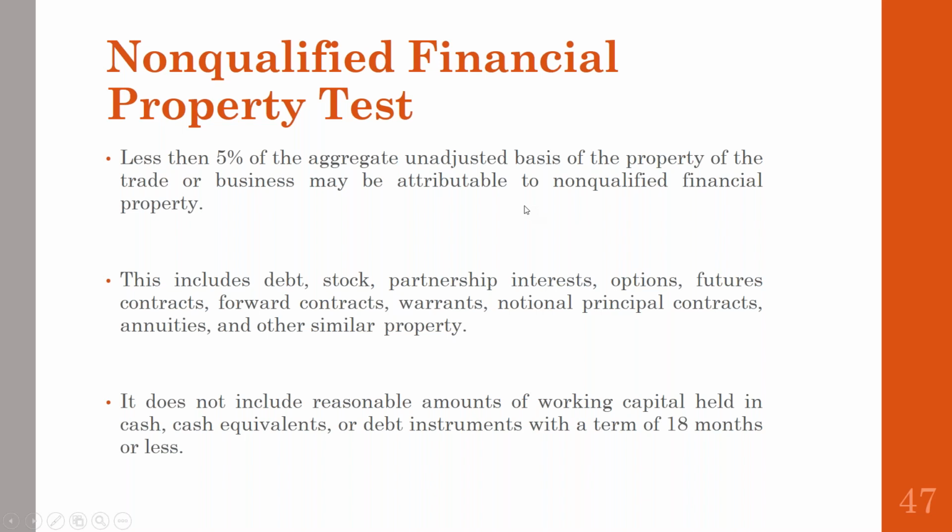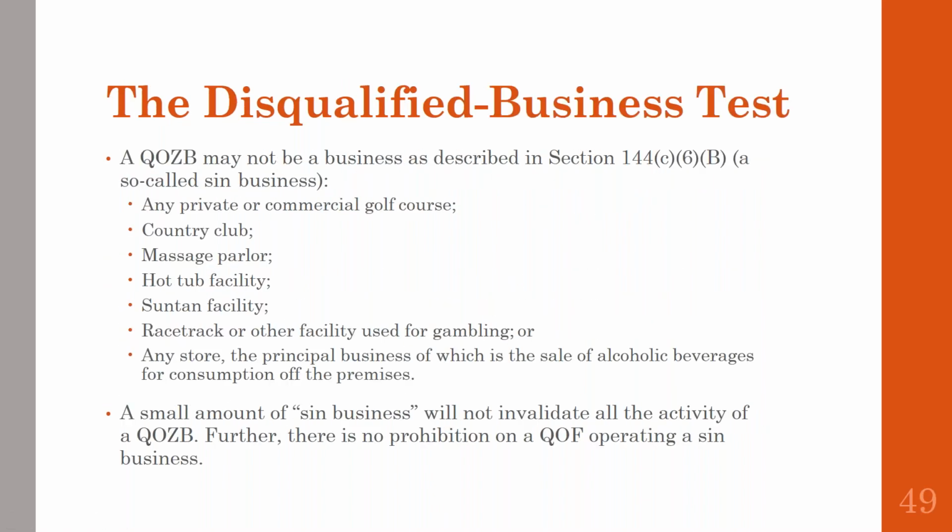The non-qualified financial property test needs to be satisfied as well. And then more importantly, at the end, the disqualified business test. This is our sin test that we talked about. You can't have a private or commercial golf course, country club, massage parlor, or hot tub facility. That's too bad. I mean, down here in Florida, technically that could close half of our beaches at this moment. So no QOZBs on the beaches during the summer. Suntan facility, same thing. Racetrack or other facility used for gambling, or any store, the principal business of which is the sale of alcoholic beverages for consumption on the premises.